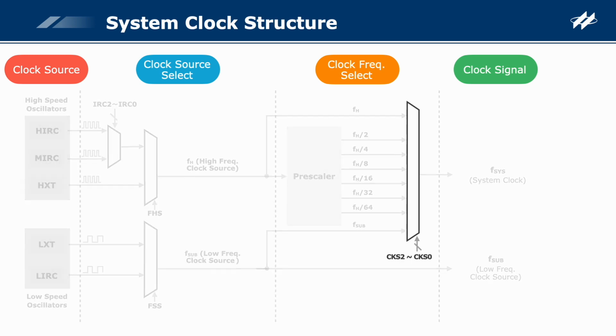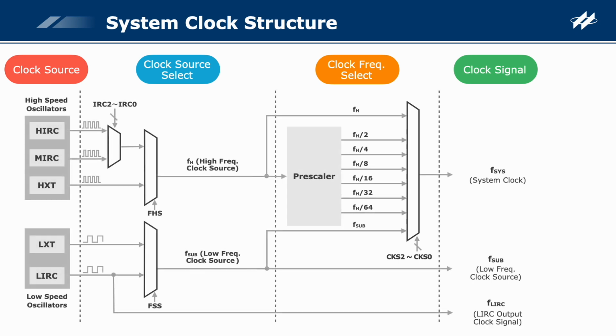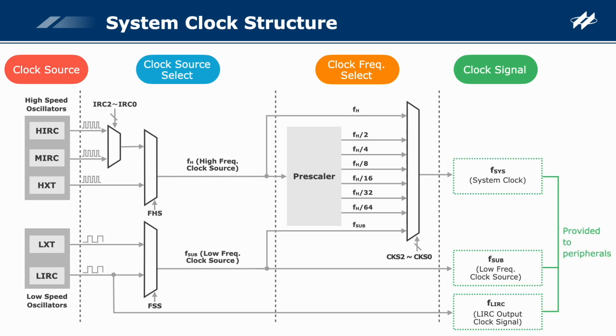The frequency of the system clock, from either a high frequency or a low frequency source, is selected using the CKS2 to CKS0 bits in the SCC register. The system clock, low frequency clock source, and the internal low speed RC oscillator output clock signal can be provided to other peripherals for use. It should be noted that the clocks are active in normal operation, but some clocks will be turned off or switched to other sources when in the idle or sleep mode. This will be introduced in the subsequent course.